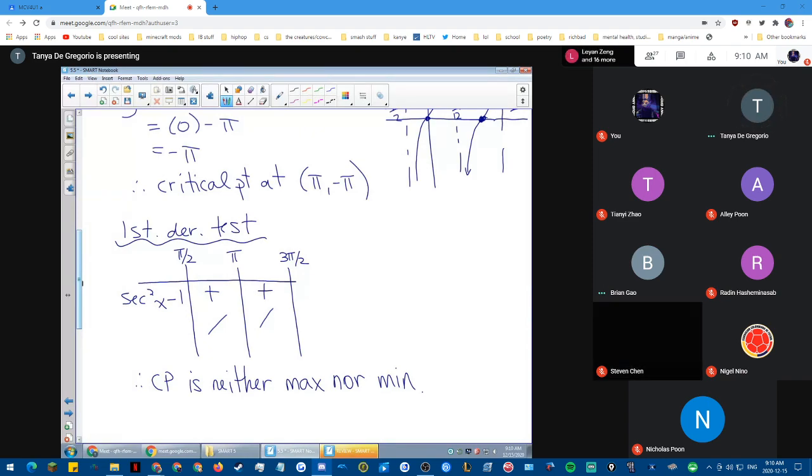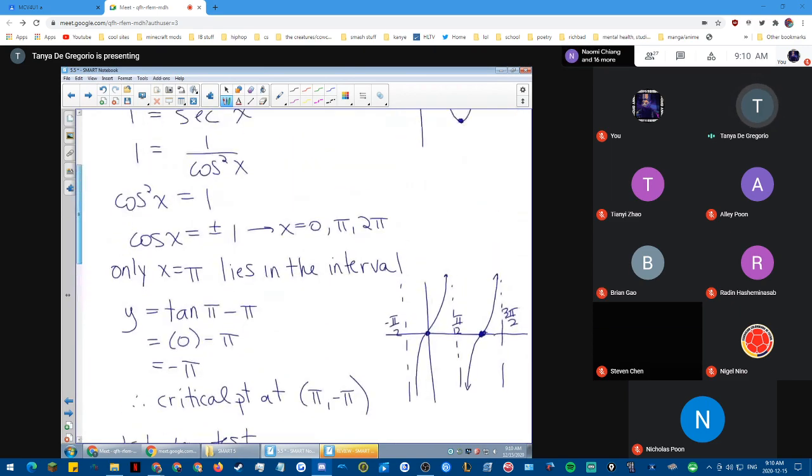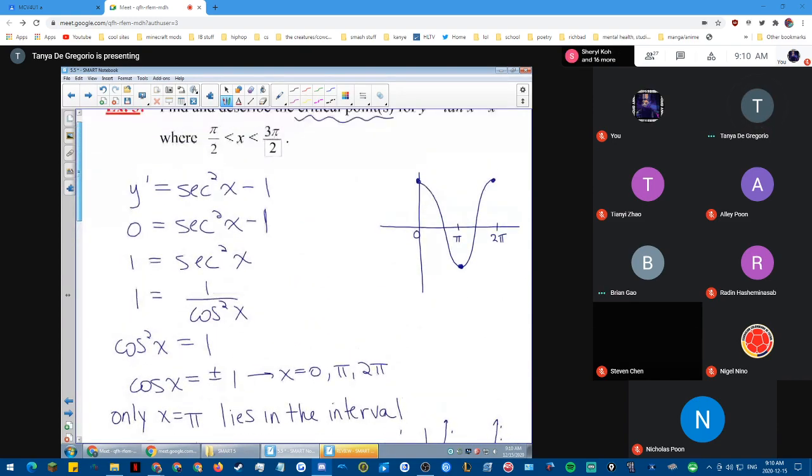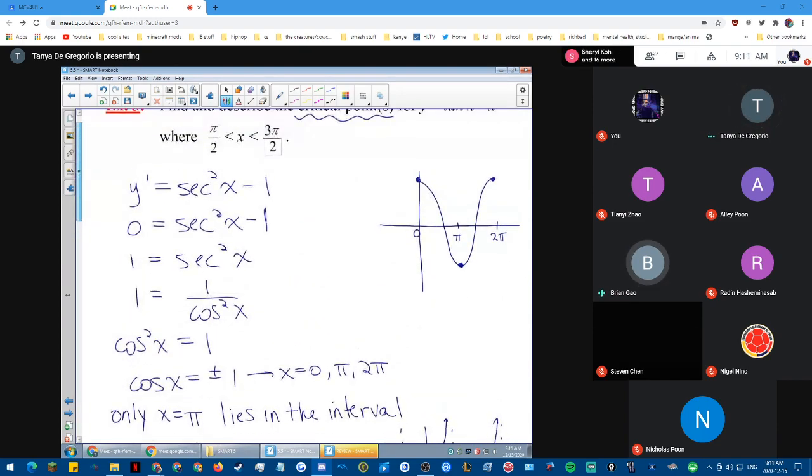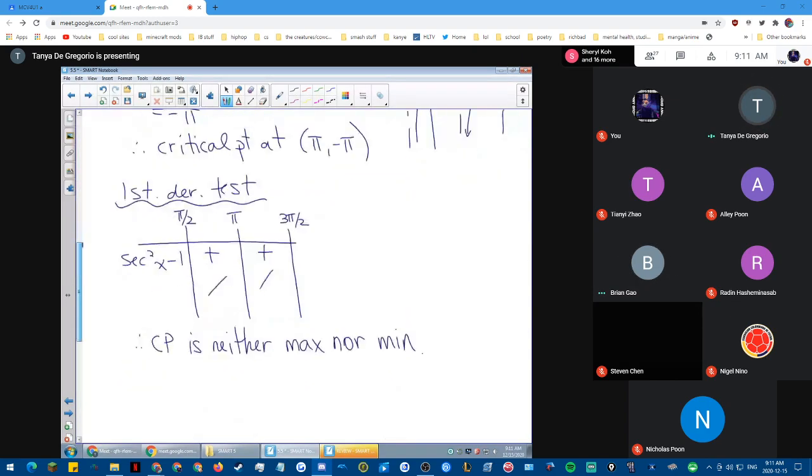Cool? Miss, if the interval was like 0 to 2 pi, would we have to do the asymptotes because it's tan? You would? Okay. Yeah, remember, we always add our asymptotes in our derivative test. So yes, the answer is yes. But in this case, the boundaries are the asymptotes, so we don't have to worry about it.